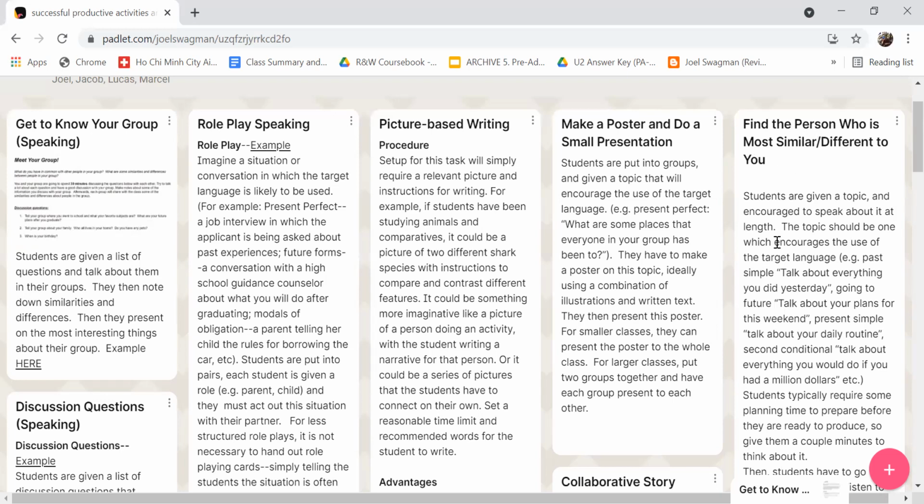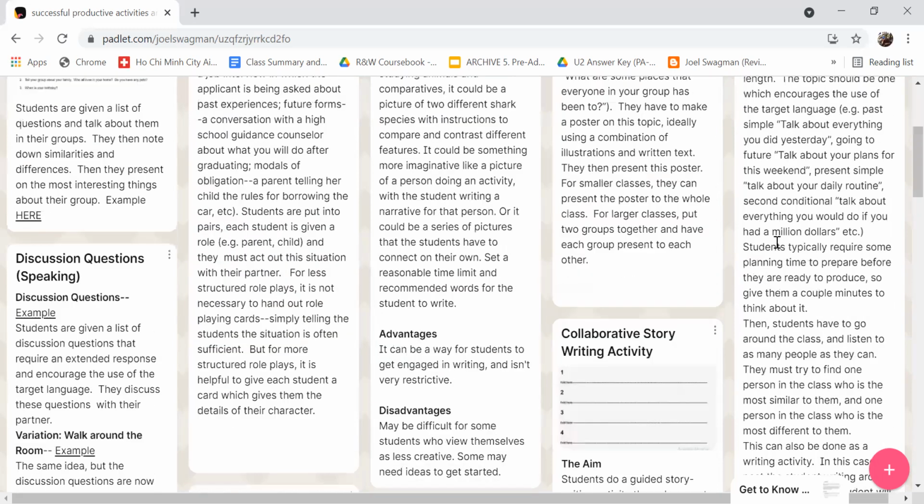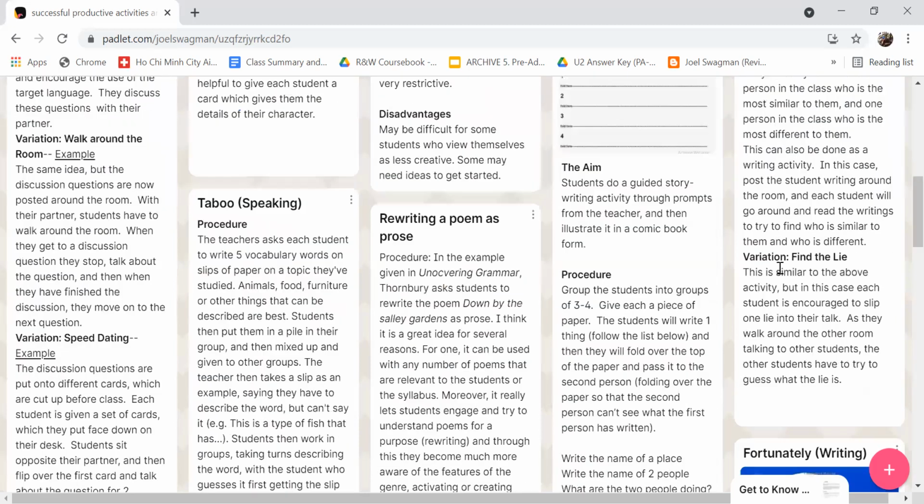Find somebody who is the most different to you. And this is maybe not so much a speaking task as a communicative objective that could be put onto just any different speaking task. There's a variation on here, which is find the lie.